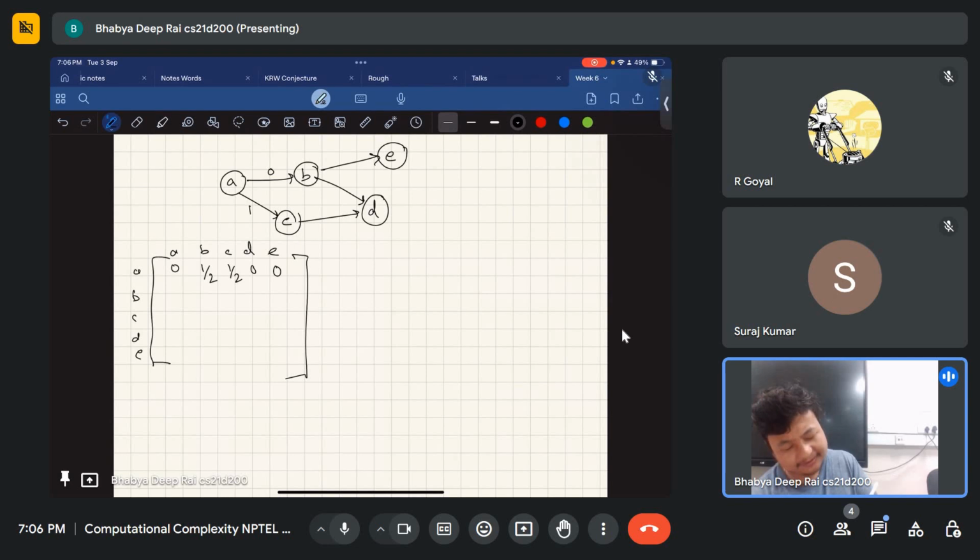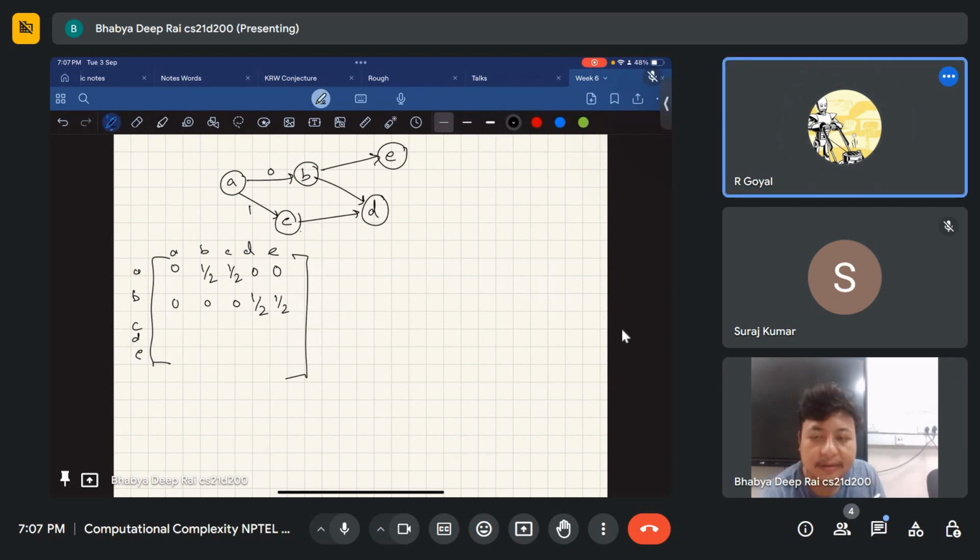B is connected to E and D. And the rest are zeros. Observe that when you sum up the rows, you will get 1 because they are probabilities. So this is what is called a stochastic matrix in statistics. And C is connected to D.